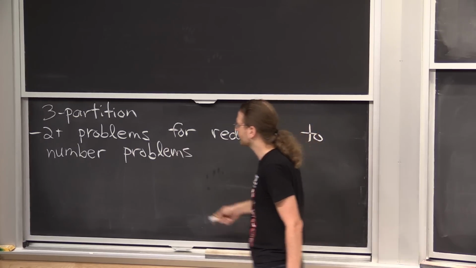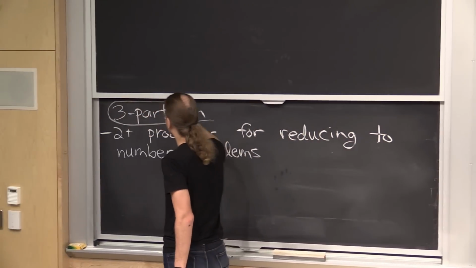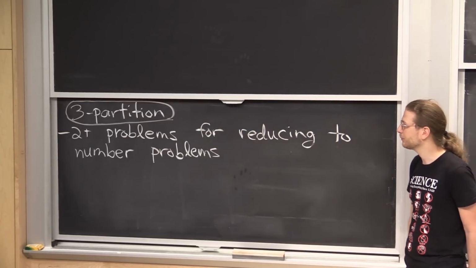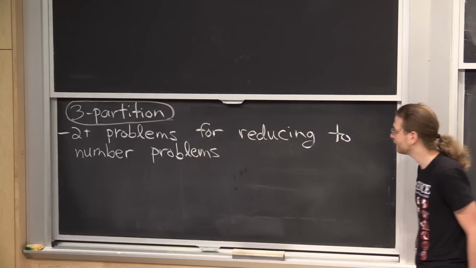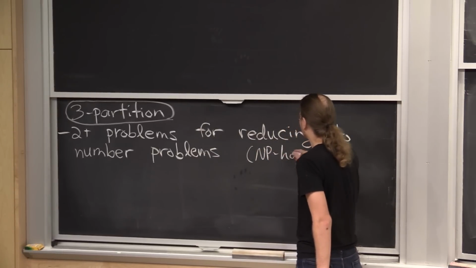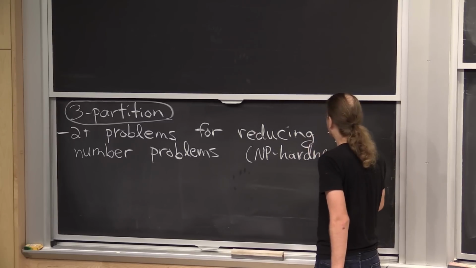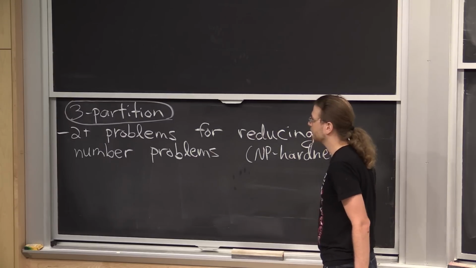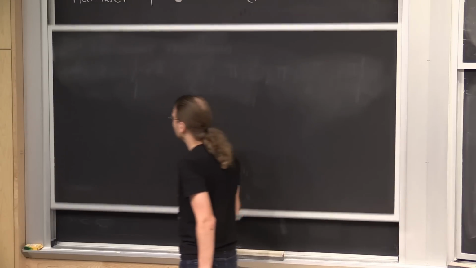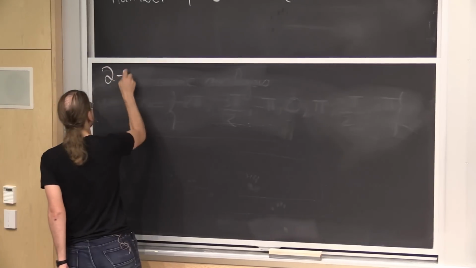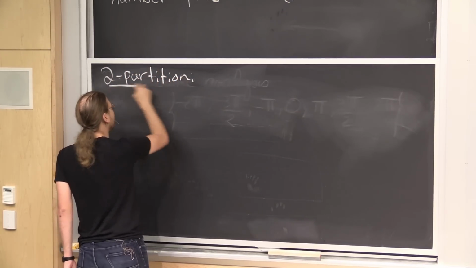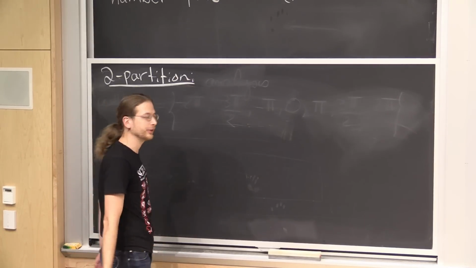So my favorite is three-partition, and pretty much all the proofs we'll do in the number context will be a reduction from three-partition. This is all about NP-hardness, I should say. But before we get to three-partition, I'm going to talk about another problem, which is called two-partition. First, I'll just have to define all these problems, which will take a little while. Then we'll get to all the fun reductions.